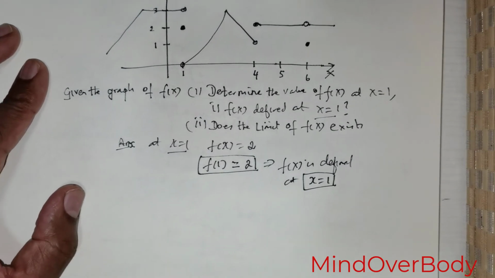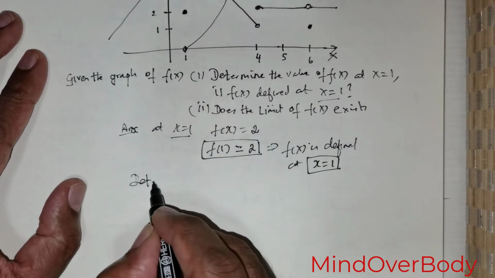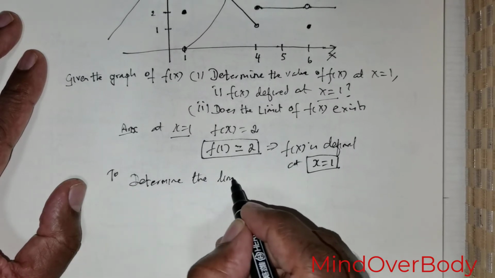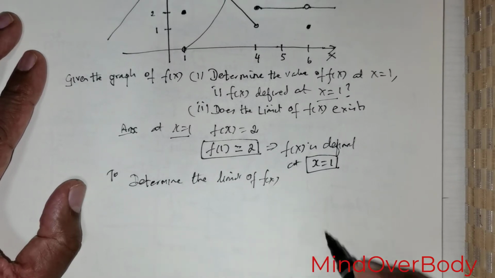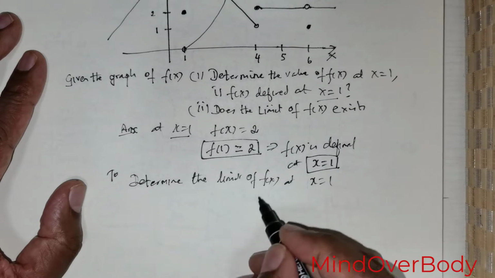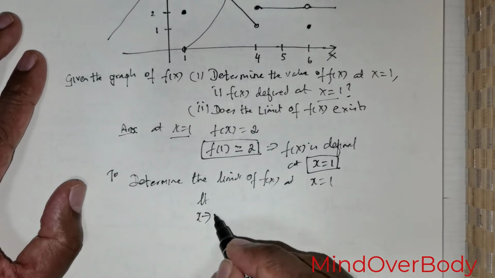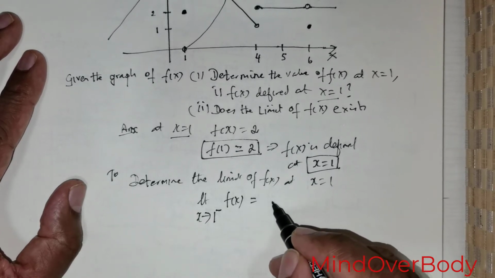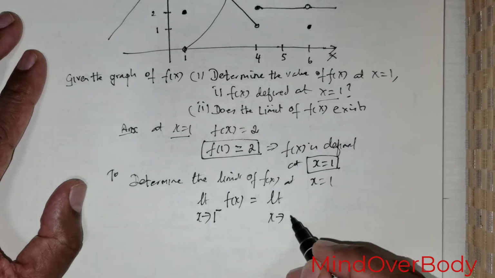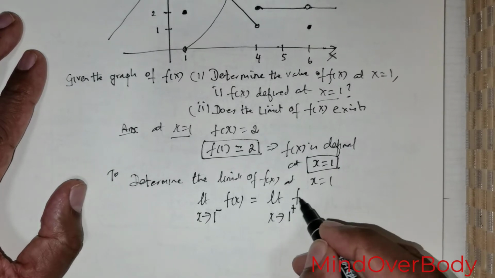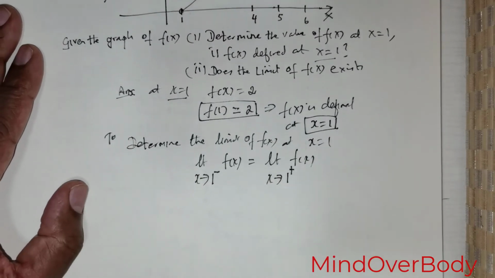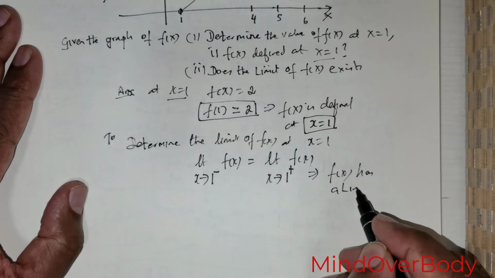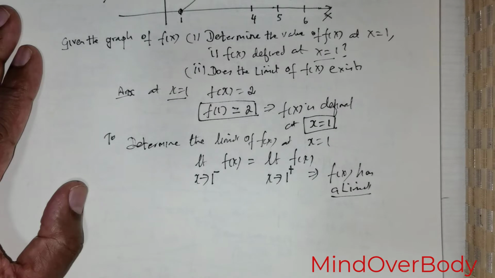Okay, now the next question is to determine the limit of f of x at x is equal to 1. So how are we going to determine? We will have to determine when x is going towards 1 from the left hand side, and we will have to check if that is equal to x tending to 1 from the right hand side. If these two are one and the same, then this would mean f of x has a limit, right? So that is the conclusion.